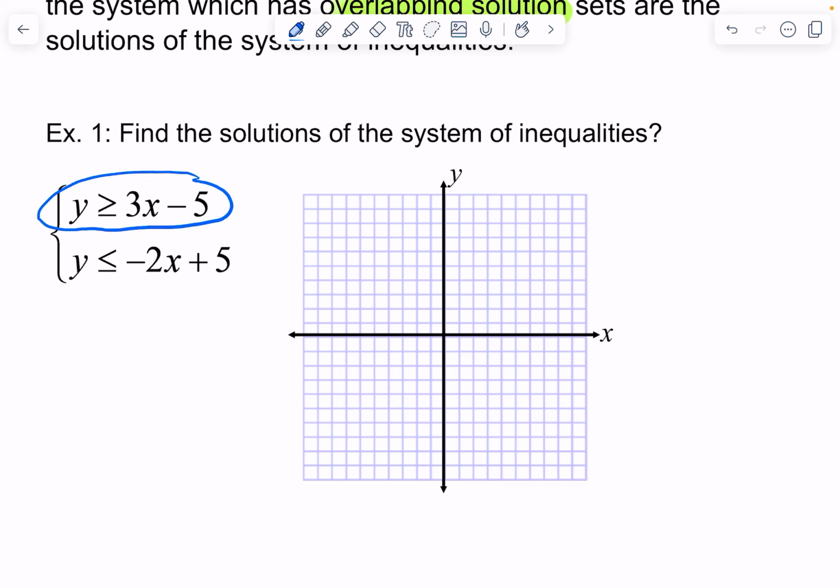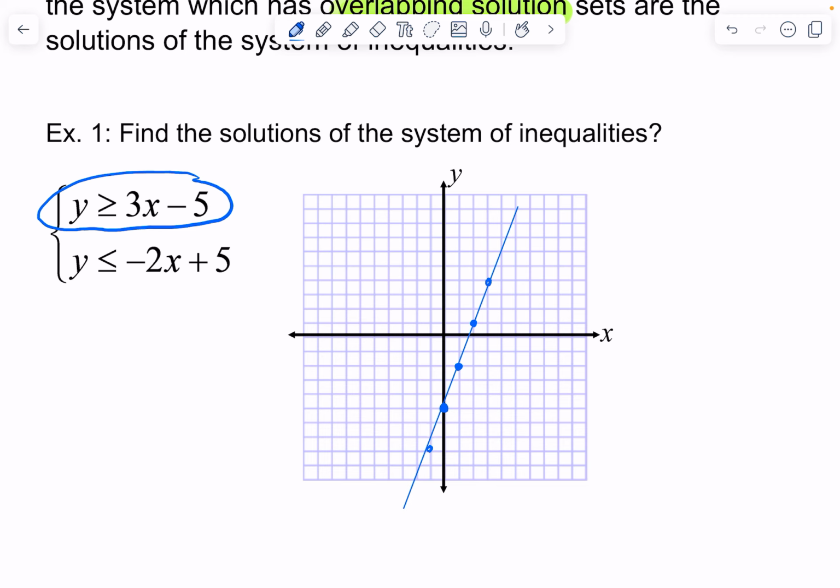I'm going to go ahead and color code things. I'm going to use blue for the first one. My y-intercept is -5 and my slope is 3. So I'm going to go up 3, 1 to the right, up 3, 1 to the right, up 3, 1 to the right, down 3, 1 to the left. And that's going to be a solid line because it is greater than or equal to.